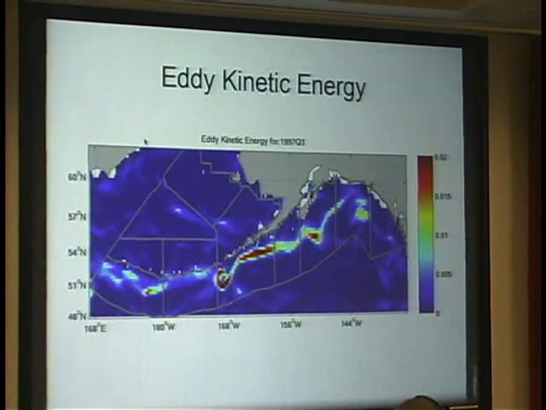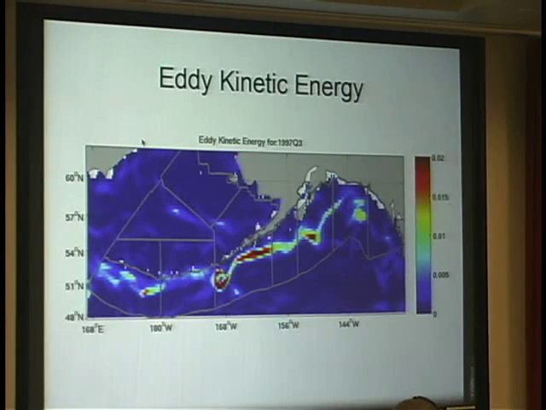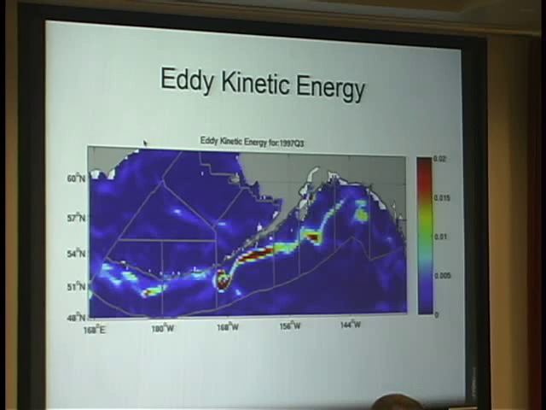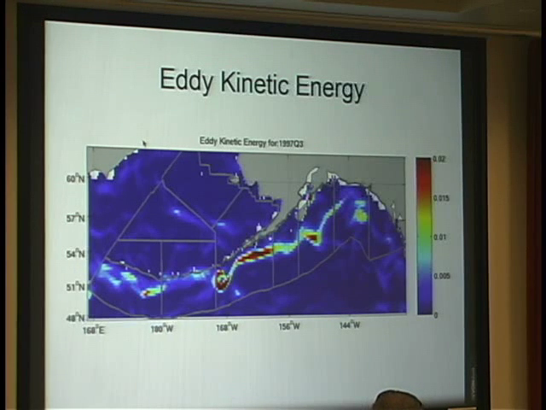This is from altimetry. It's called eddy kinetic energy, which gives you an idea of the mesoscale variety. Now you see a streak along the Aleutians because this is a quarterly average. And it shows the eddies moving along those Aleutians.